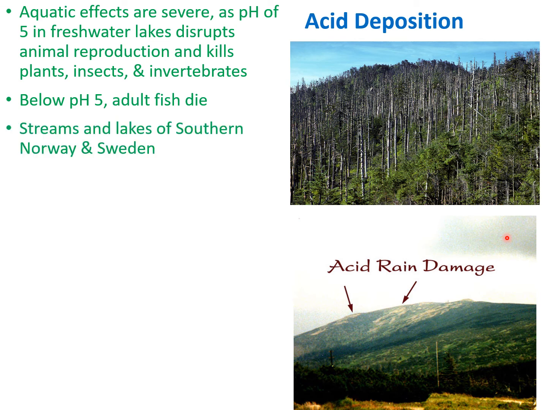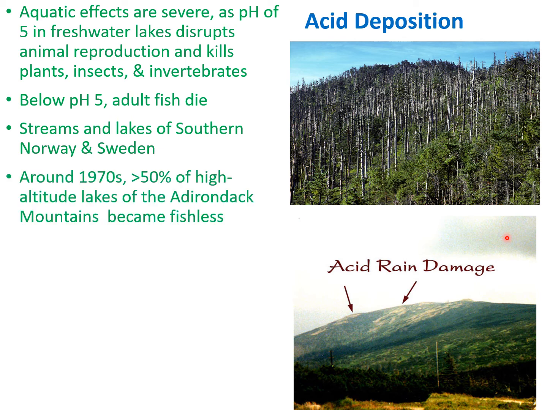This has been observed in Norwegian and Swedish streams and lakes where the pH has dropped below 5. Huge masses of fish suffered deaths. In the Adirondack National Park of the US, around the 1970s, more than 50% of the high altitude lakes became fishless because all the fish died because of exposure to high acidity.